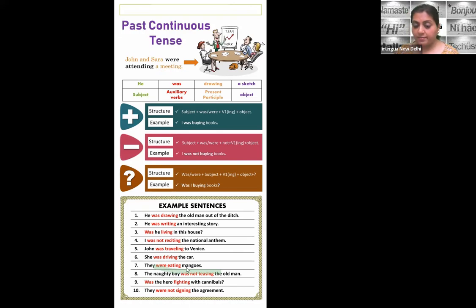Positive sentence. The naughty boy was not teasing the old man. Negative sentence. Was the hero fighting with cannibals? Yes and no answer. They were not singing or signing the agreement. They were not signing the agreement.